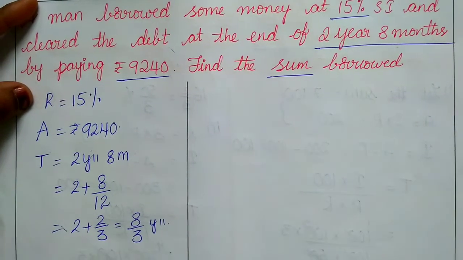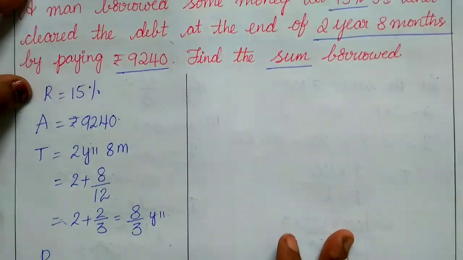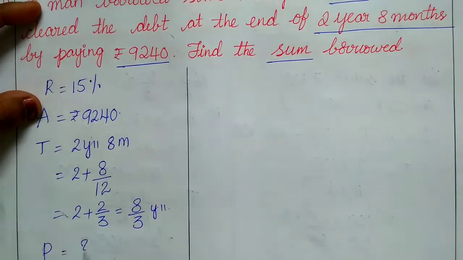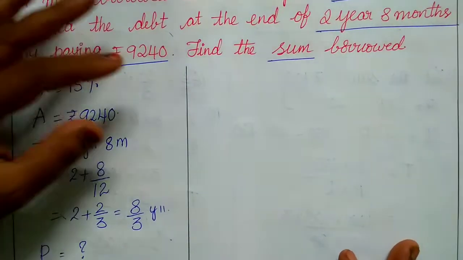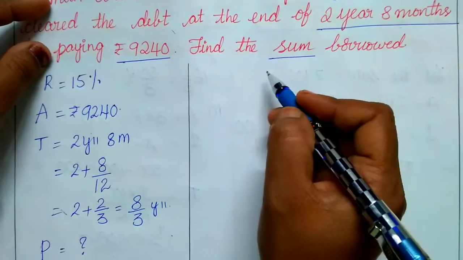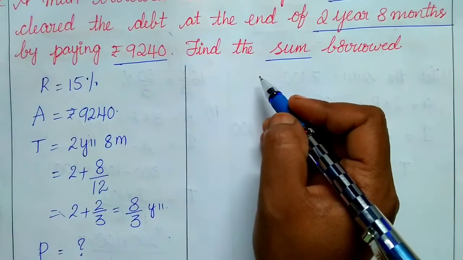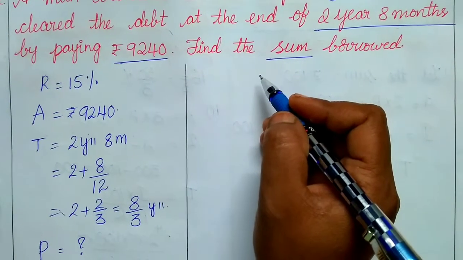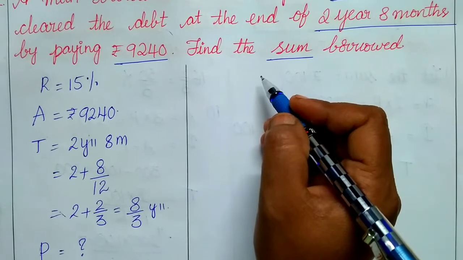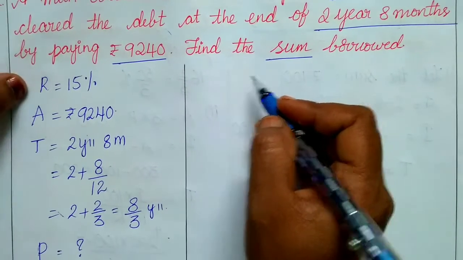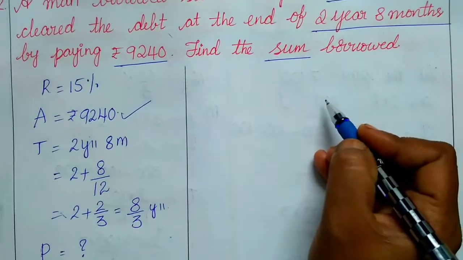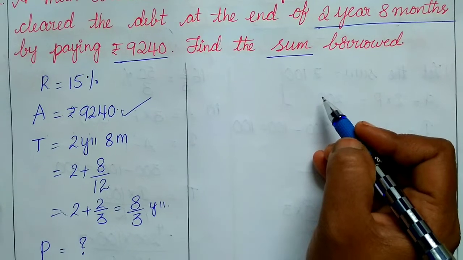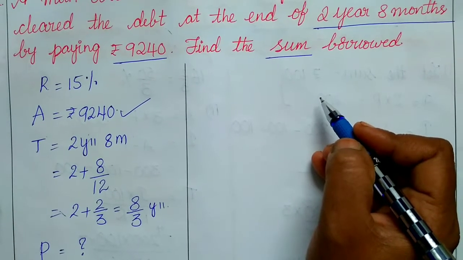And now we are going to calculate the principal. How to find the principal? If we know amount and principal, we can find the interest. If we know amount and interest, we can find the principal. But we know only one value here. We don't know the interest value as well as the principal value. So how to find the principal?